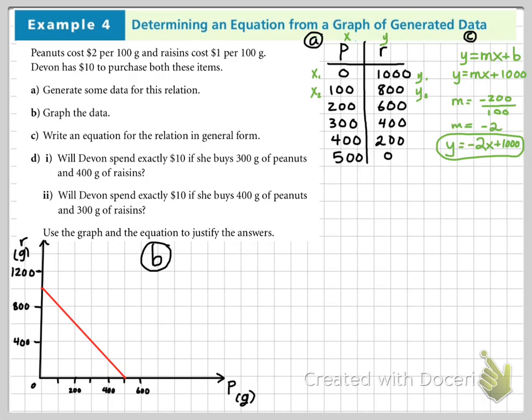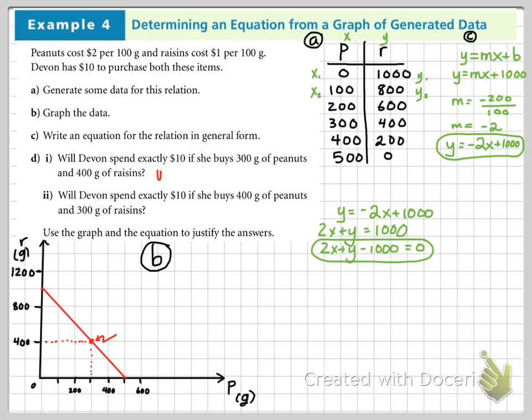For part C, write an equation for the relation in general form. I'd have to add 2x to both sides of that. And I'd have to subtract 1,000 from both sides, and that would leave me with 2x plus y minus 1,000 is equal to 0. This is, of course, part C.